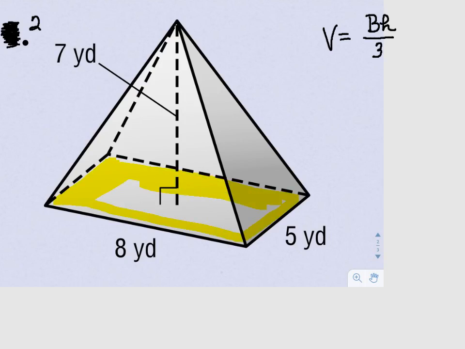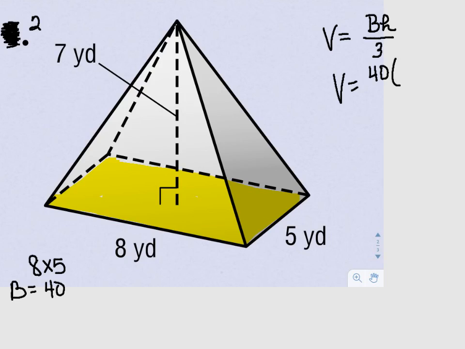A rectangle, as we know, is a parallelogram, and to find the area of a parallelogram, we multiply base times height, or length times width of the actual rectangle. So to find capital B, we will have to multiply 8 times 5, which is 40. So B equals 40. Okay, let's go ahead and substitute. Volume equals 40 times the height of the pyramid, which is 7, divided by 3.